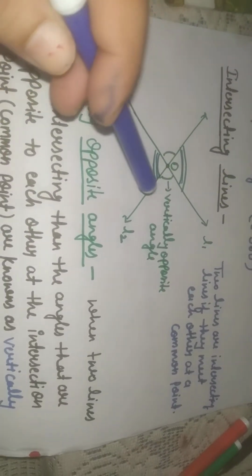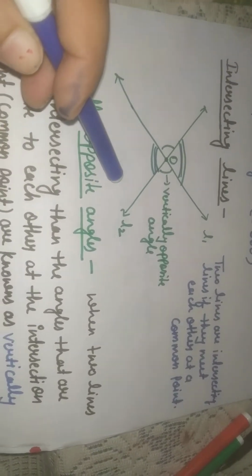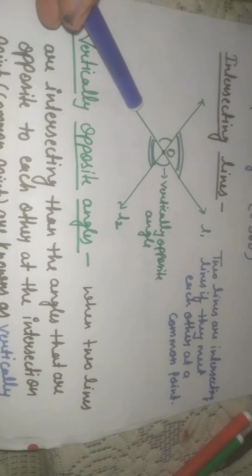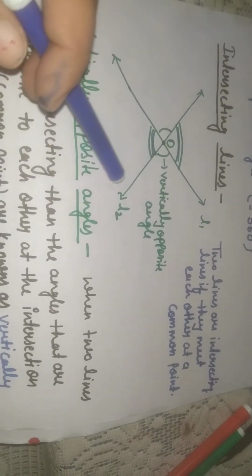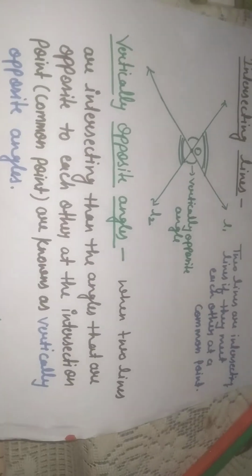When two lines are intersecting each other and the angles formed by them have a common point and no common arm, they are known as vertically opposite angles, and their values are always equal. So vertically opposite angles are always equal. The measurements of these angles are equal.